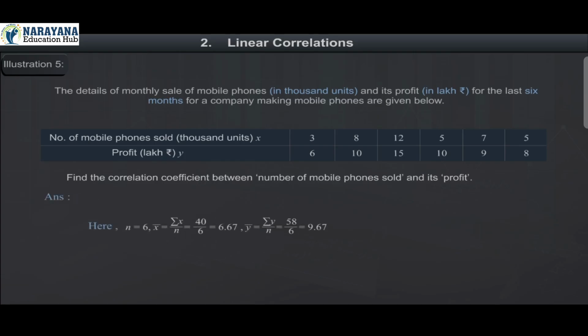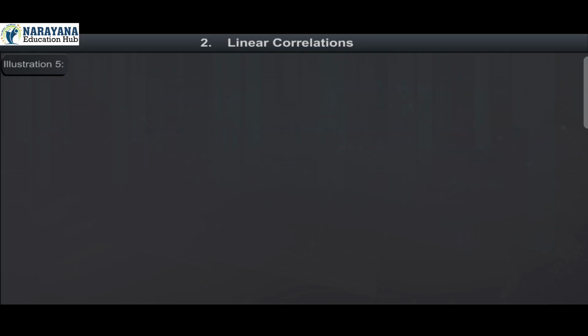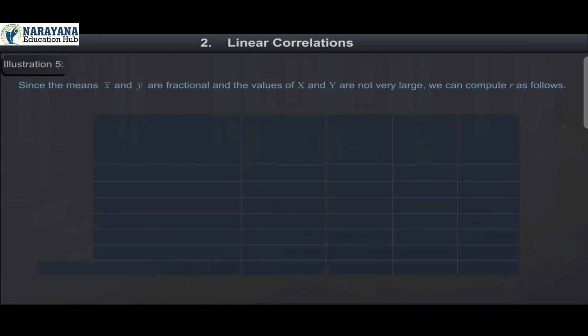Answer. Here n is equal to 6, x bar is equal to sigma x divided by n is equal to 40 divided by 6 is equal to 6.67. Y bar is equal to sigma y divided by n is equal to 58 divided by 6 is equal to 9.67. Since the means x bar and y bar are fractional and the values of x and y are not very large, we can compute R as follows.